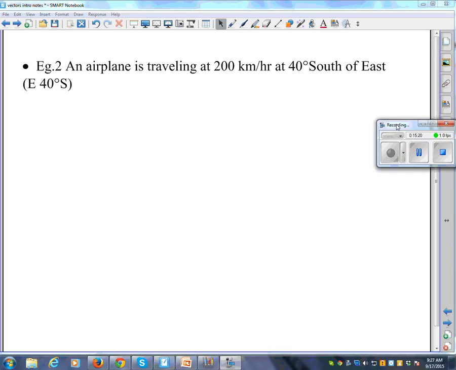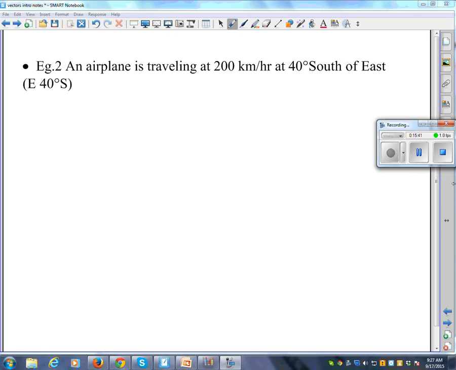Do you have that written down? Good. Because what really matters here is the direction. Okay? Watch really close. An airplane is traveling at 200 kilometers an hour at 40 degrees south of east. Let's just ignore this one right here for the time being. Okay? 40 degrees south of east. How much space do you have there, Tyler? Quite a bit? Yeah. Excellent.